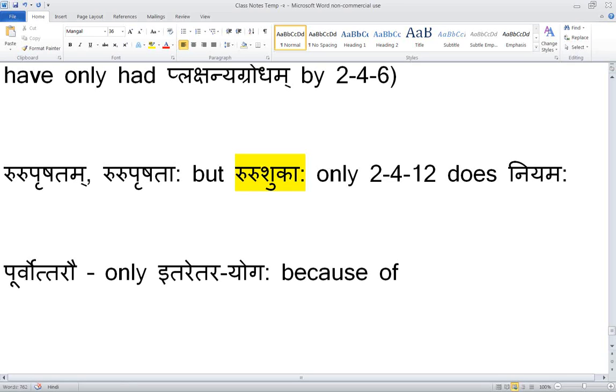Because of Niyamaha done by 2412. I hope I'm not confusing you thoroughly by this time. Niyamaha done by, but this is a complicated topic. So we'll go back to the book and refresh one more time. The book does not mention much of this. But this 2412 is the most complicated sutram. We'll go through it one more time.